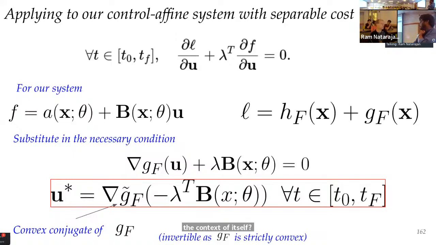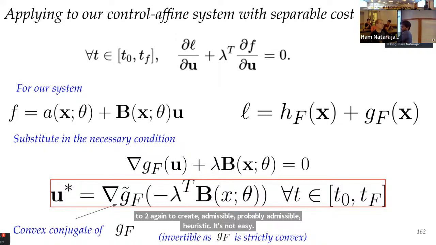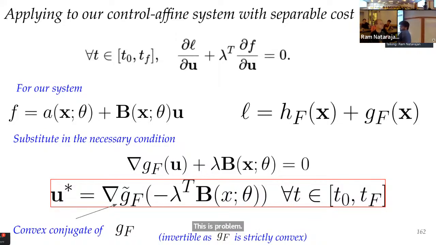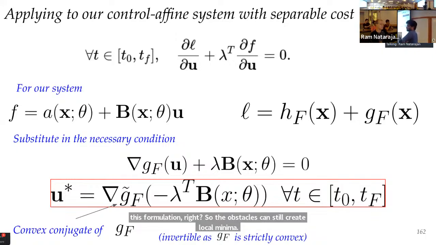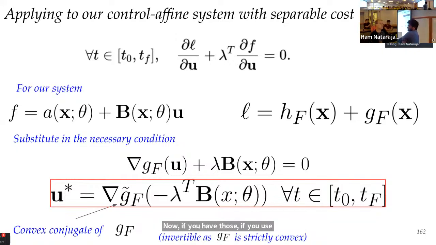So, to create an admissible, provably admissible heuristic, it's not easy. This is provably admissible. Now this one does not have any obstacles in this formulation, right? So the obstacles can still create local minima. Now, if you use some heuristic for obstacles and then add them with this, I don't know if this is admissible again. So there is a general purpose solution, but whether it is informative or not depends on the problem at hand.